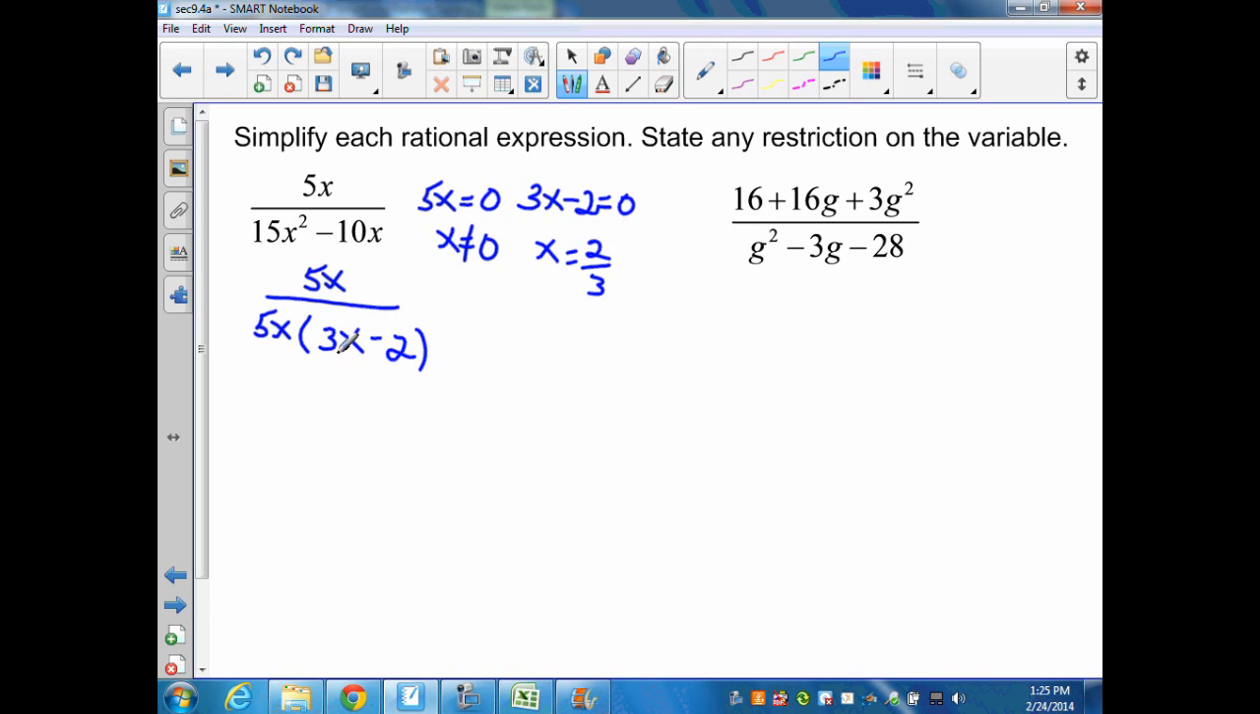2/3 times 3 would give me 2. 2 minus 2 is 0. 0 times this quantity would give me 0 in the denominator, which would make my function undefined. Therefore, x cannot equal 2/3. Now I simplify 5x over 5x. That cancels. Leave me a 1 in the numerator. 1 over 3x minus 2.